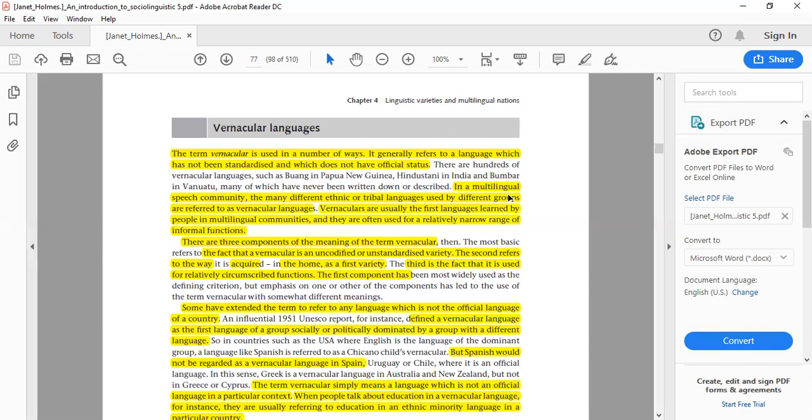The second is that it refers to the way it is acquired. So whether it is acquired at home as a first variety, or whether it is acquired at school, or maybe outside home as a second language. So it would vary. And if it is acquired in homes as a first variety, then it is considered a vernacular. The third component is that it is used for relatively limited functions, and those limited functions are, for example, speaking at home, or maybe communicating with friends in informal communications and not in the standard communications, right?